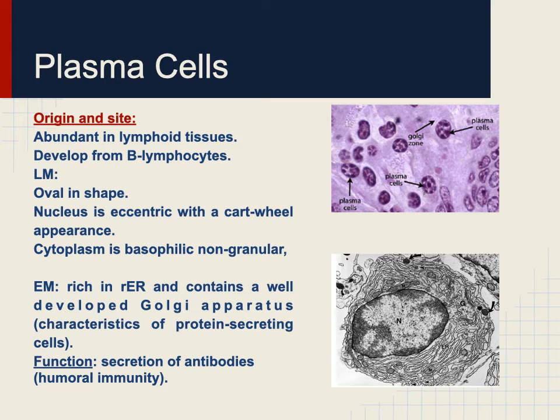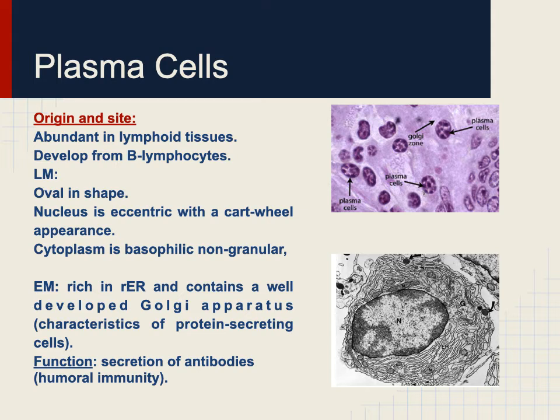Another type of cell is the plasma cell. It originates from a blood cell called B lymphocyte. It is present in the lymphoid organs mainly. They are oval in shape, and the nucleus is eccentric with peripheral clumps of chromatin and central chromatin around the nucleolus, giving a clock face or cartwheel appearance of the nucleus.